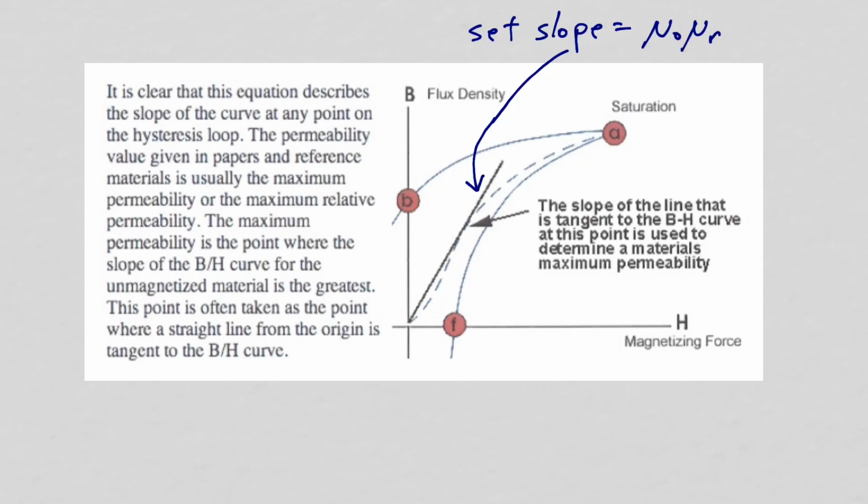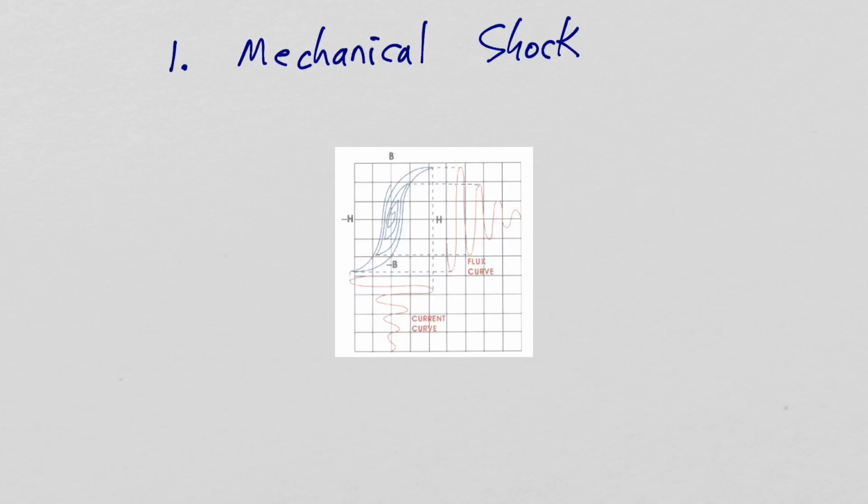Let me mention 3 ways you can demagnetize a magnet. The first way is mechanical shock. Dropping a magnet can cause some of the domains to flip to random orientations, decreasing the magnetization or completely eliminating the magnetization. The second one is described in this figure here.